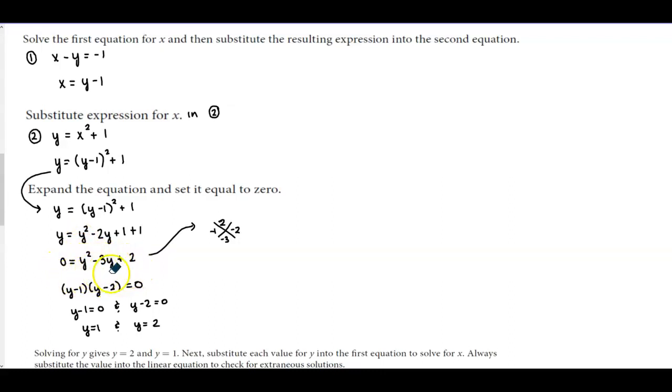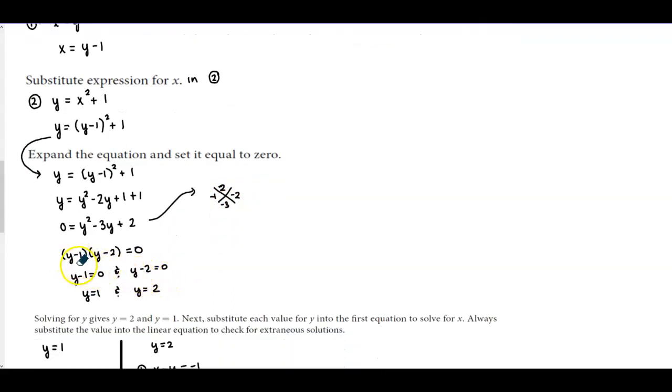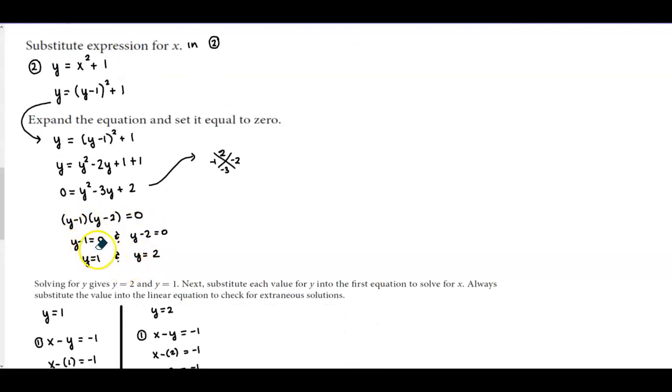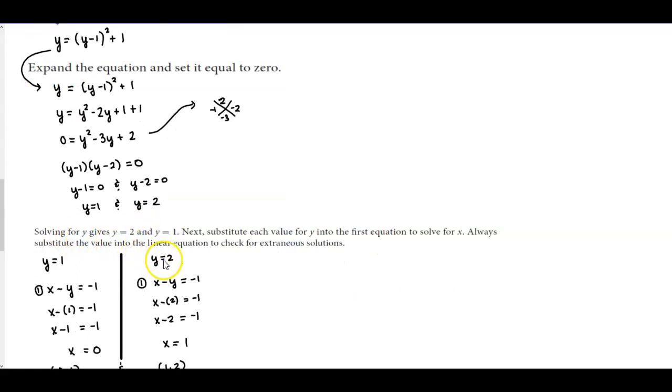And now that we have a quadratic equation, we can then factor. So we have positive 2 and negative 3, and the two numbers that we can multiply to get positive 2 and add to get negative 3 are negative 1 and negative 2. So we factored this to be y minus 1 times y minus 2 equals 0. Solving for y, we get y equals 1 here. And solving for y here, we get y equals 2. So solving for y gives us y equals 2 and y equals 1.